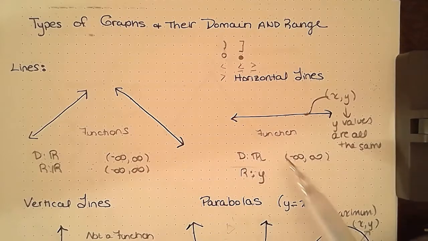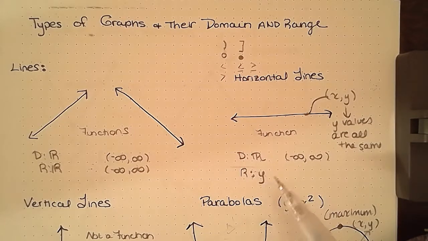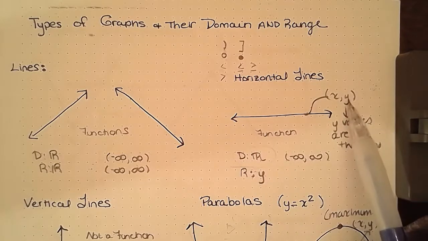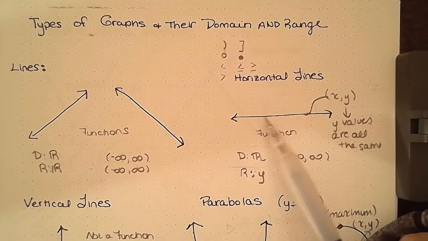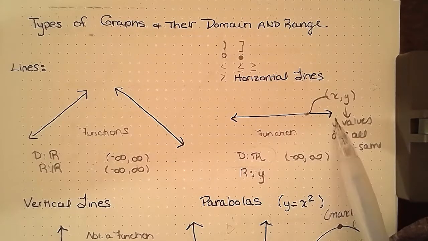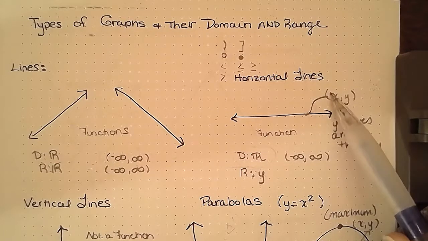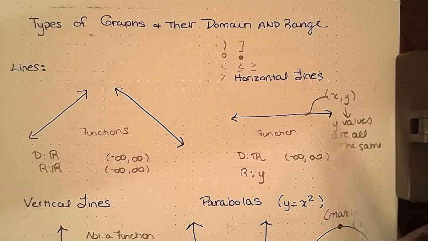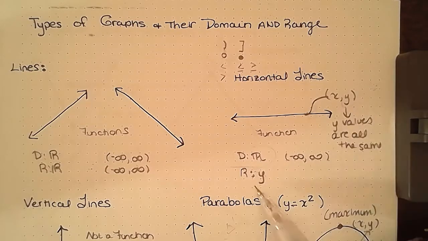Horizontal lines are also always functions. Their domain is always all real numbers, and your range is that one y value that's constant in every single one of these points. So I say, okay, pick a point. You have an x comma y. This is the range. So it's just that y value right here. Okay, and I'll get to some other examples too as we go.